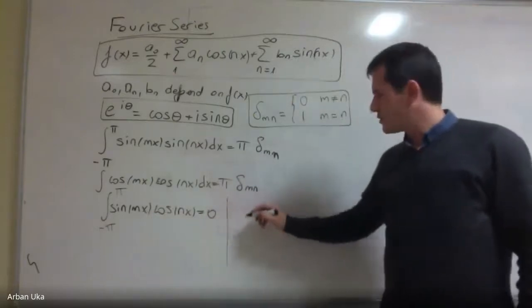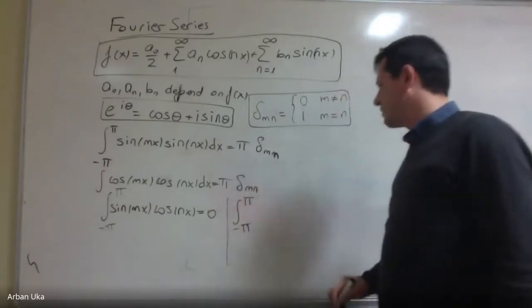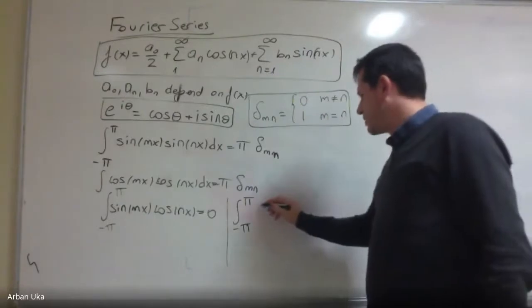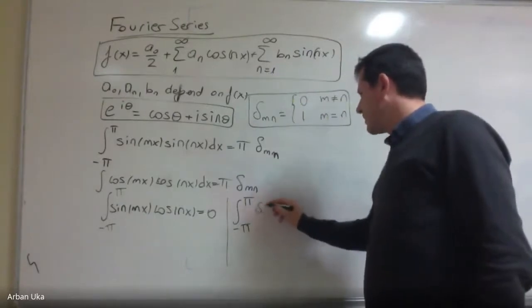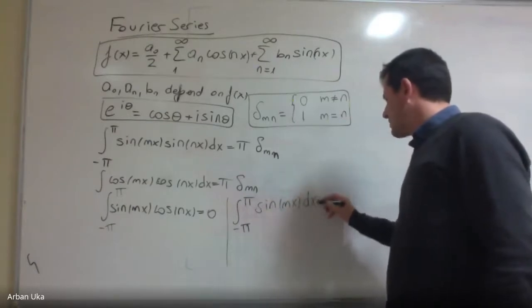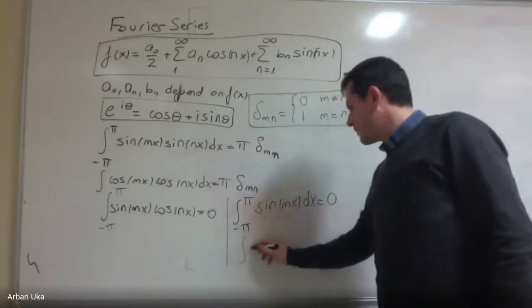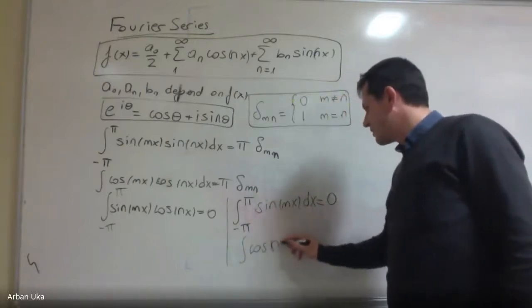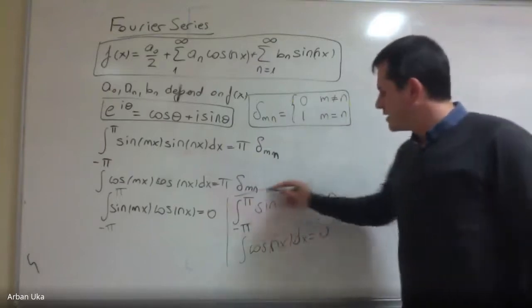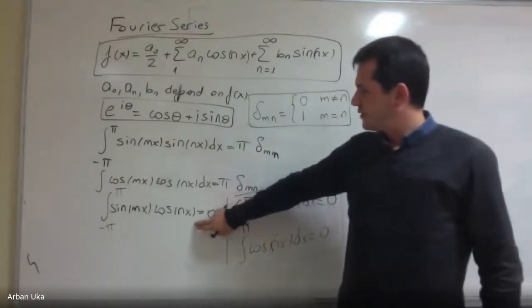From here we can also state the following, that the integral of any function over a full domain, a full 2 pi range, this can be of sine mx dx, this is going to be equal to 0, and similarly also cosine mx dx, this is again equal to 0. So these two new functions that we wrote here, you can also read it from this aspect.